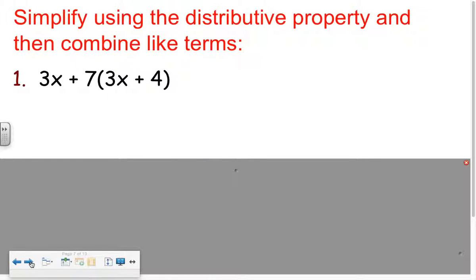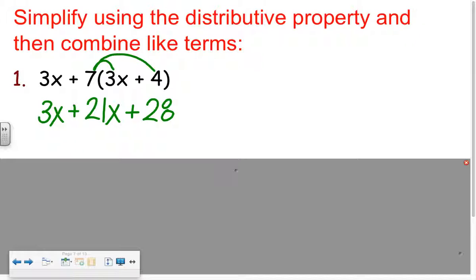Simplify using the distributive property, and then combine like terms. So write this one down and then simplify. So remember on this one, whenever you see a number outside of a parenthesis, you always distribute first. So 7 times 3x is 21x. 7 times 4 is 28.